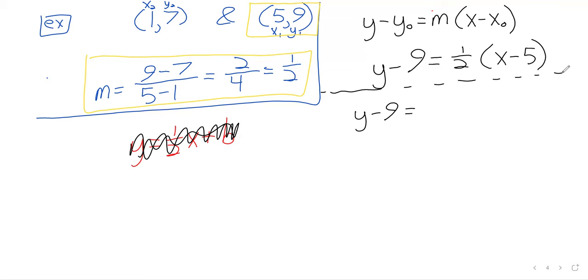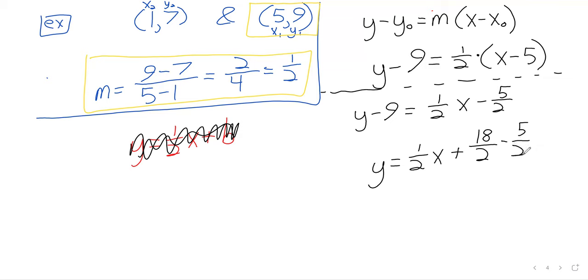y minus 9 equals, how can I simplify the right-hand side of that equality? Multiply x minus 5 by 1/2. So the multiplication distributes is the fancy way of saying that. Then that 9 can come over to the right. Is it going to confuse anybody if I write the 9 as 18 over 2? We're going to need a common denominator in a moment. So I write 9 as 18 over 2 because I know that I'm about to want to subtract 5 over 2.